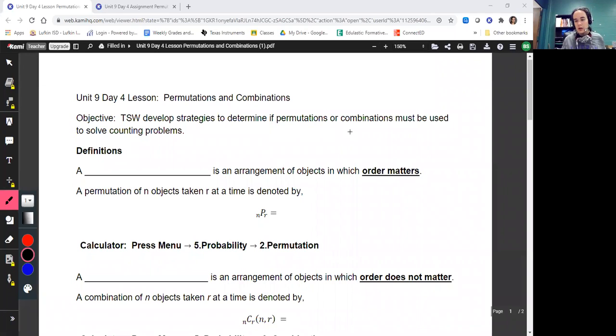Today we are going to work on permutations and combinations and geometric probability. So first off, we are going to review what permutations and combinations are. So remember, permutations are arrangements where order matters.